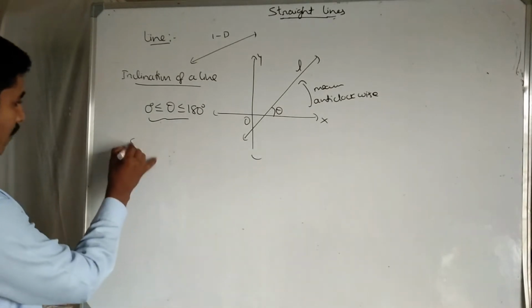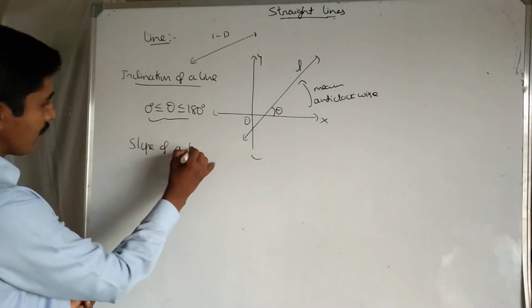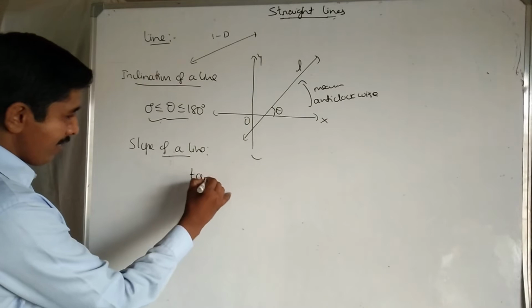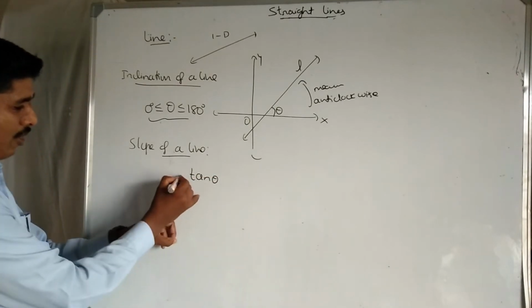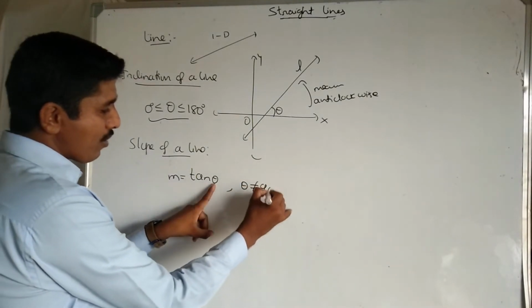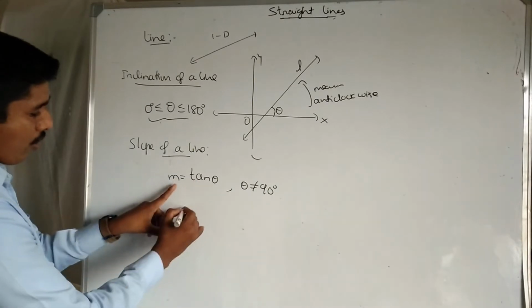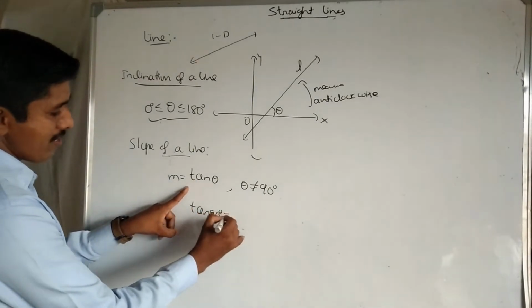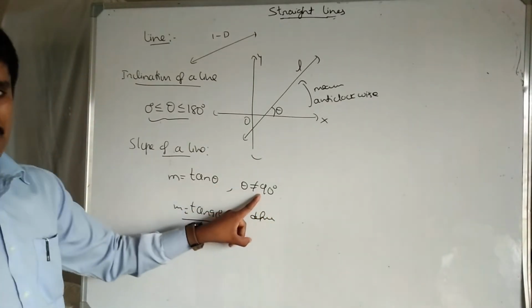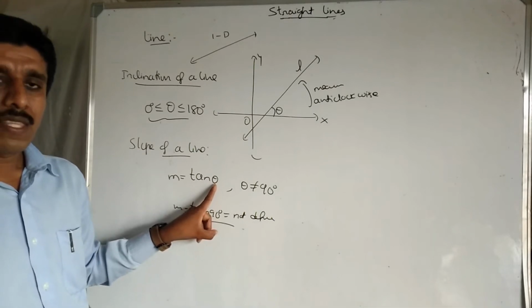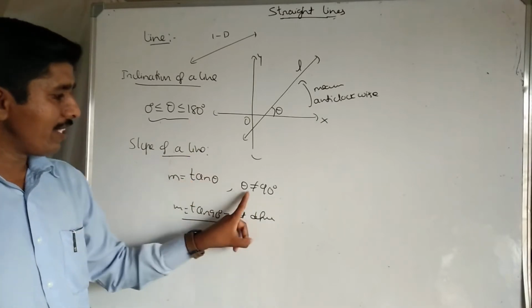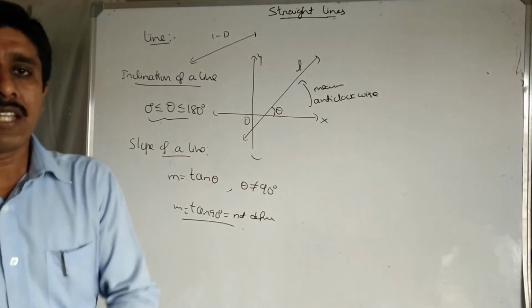Next, slope of a line. Here theta is called inclination of the line. Then tan theta is called slope of the line or gradient of the line. It is denoted by small m. But here theta is not equal to 90 degree, because when theta equals 90 degree, tan 90 degree is not defined.